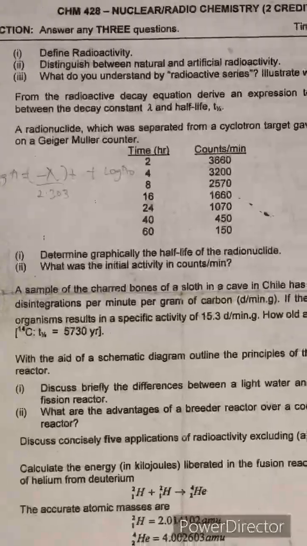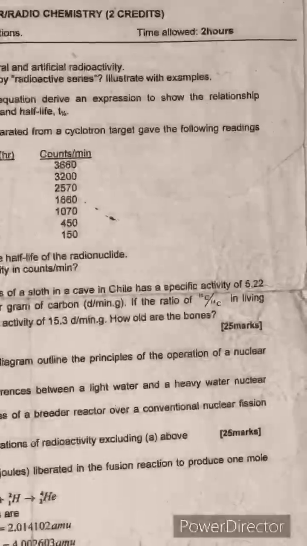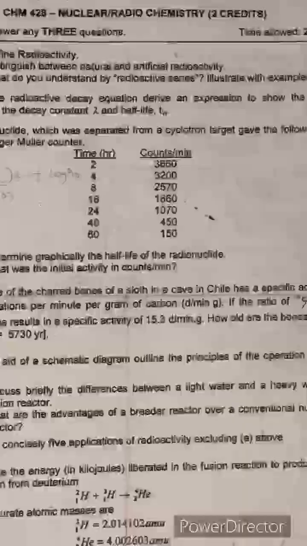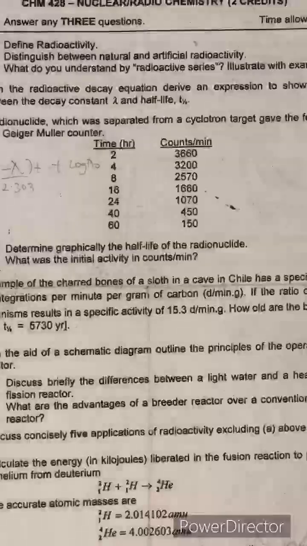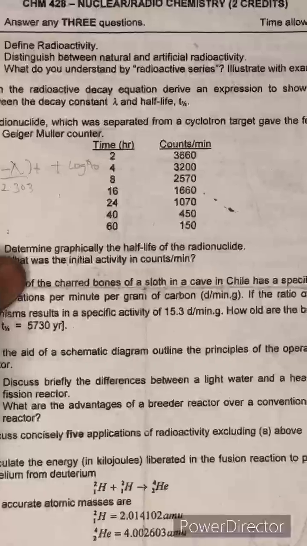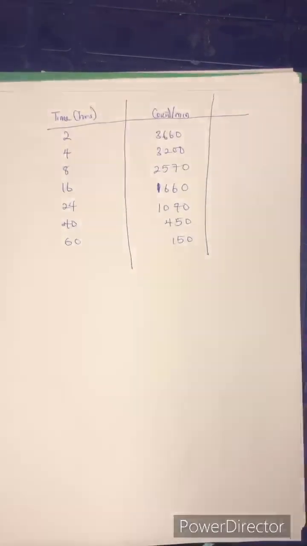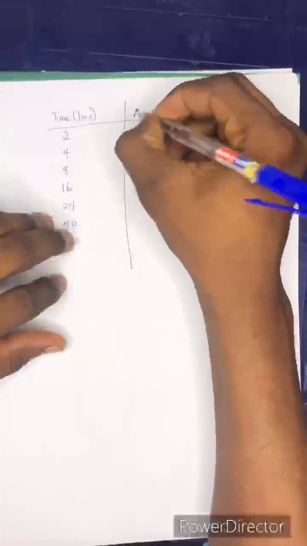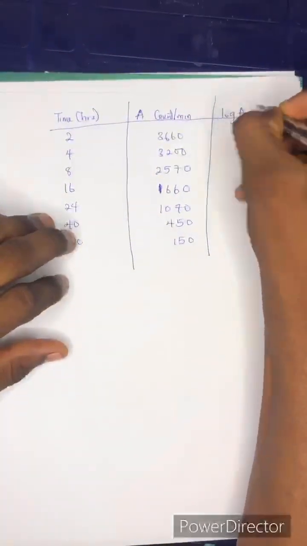It says a radionuclide which was separated from its cyclotron target gave the following readings. As you can see, it says the time. That's basically what I'm about to write down for us now. So it says time 2 hours, count per minute. So this is an activity graph question. We are given A, as you can see. This is A in activity. Now we have to find log A as usual.